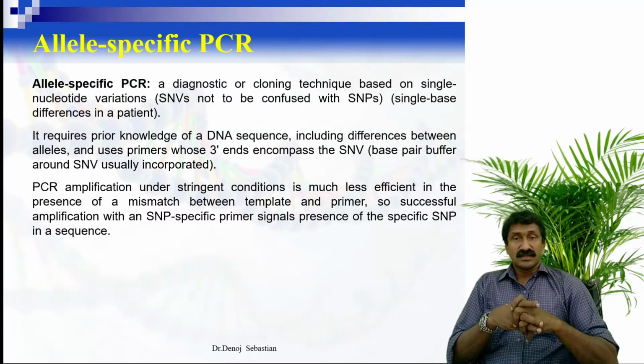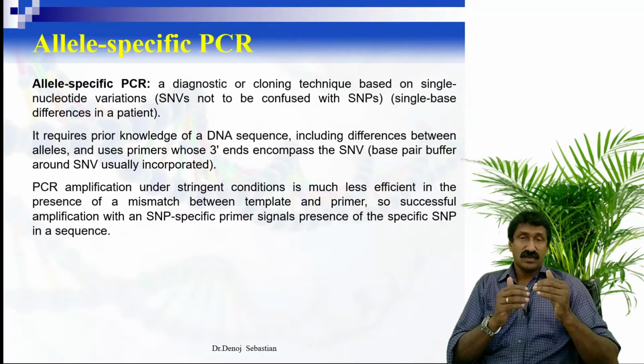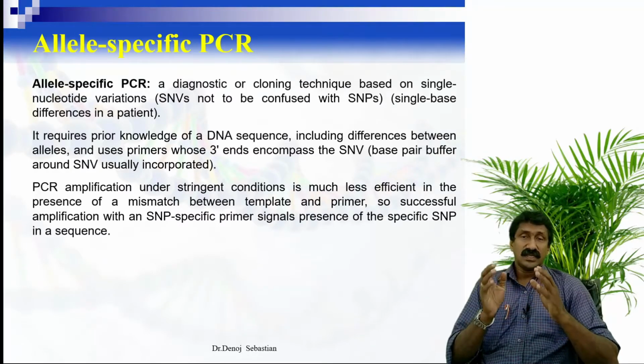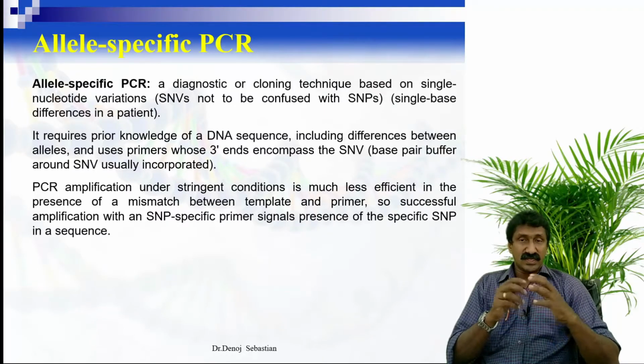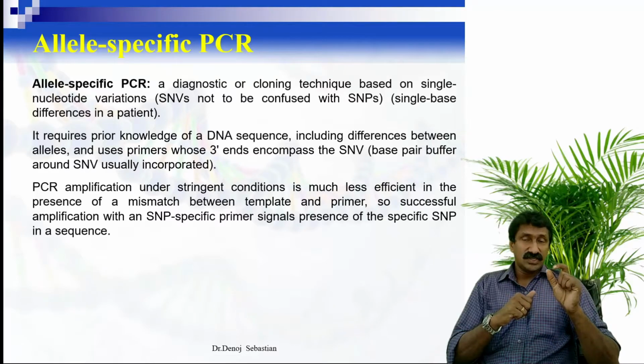And this actually means a single base difference in one patient or one organism. It requires prior knowledge of the DNA sequence, including differences between alleles, and uses a primer whose 3' end encompasses the single nucleotide variation. So you design a specific primer which is targeting the gene with the variation, or the gene with a single nucleotide difference.